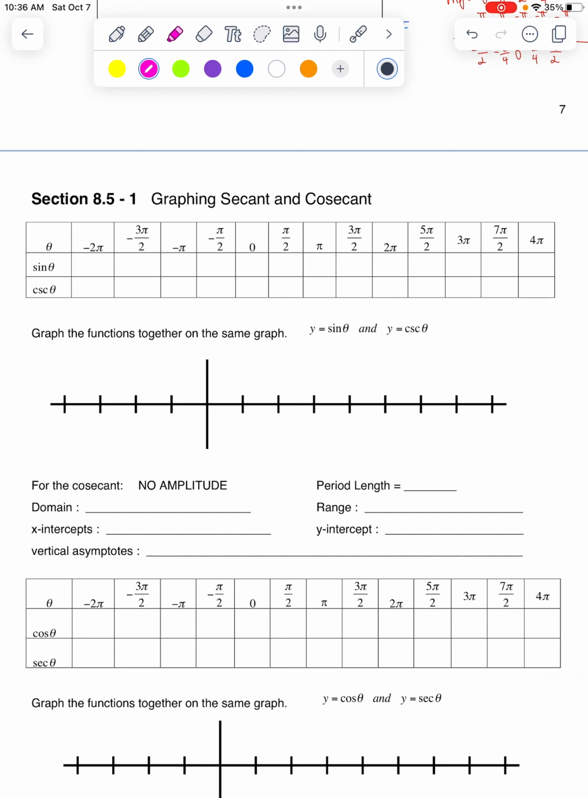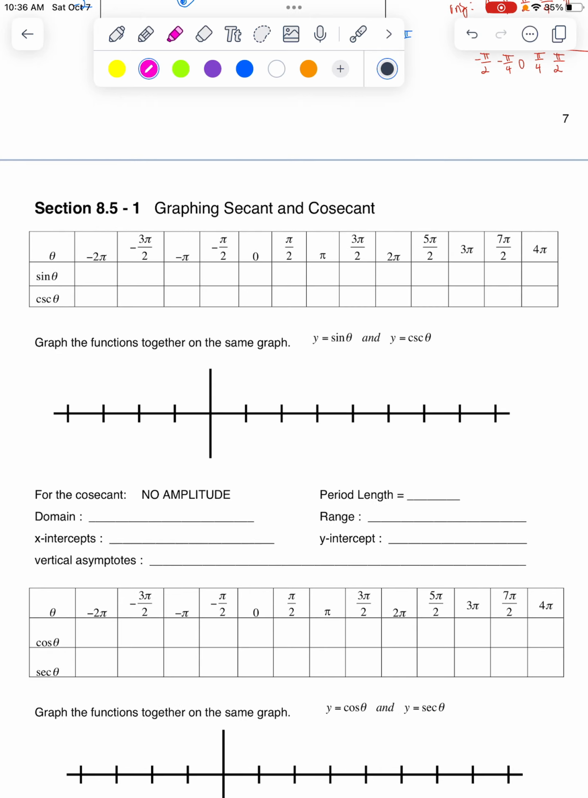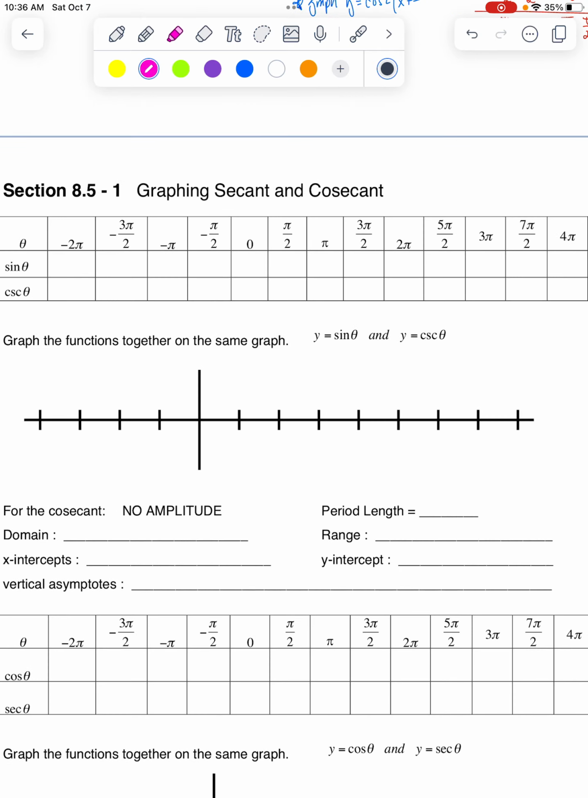For the first part, we're going to start out with this table. We have a table of thetas of negative 2 pi, negative 3 pi over 2, negative pi over 2, and so forth. We're going to first find sine of that theta. So sine of negative 2 pi is just 0, and sine of negative 3 pi over 2 is 1.